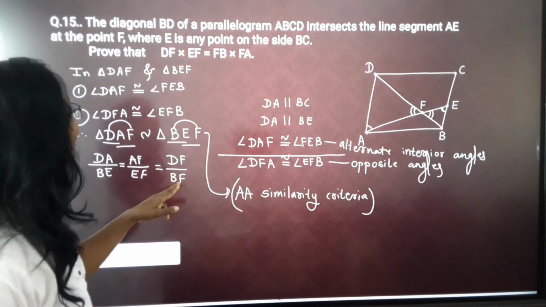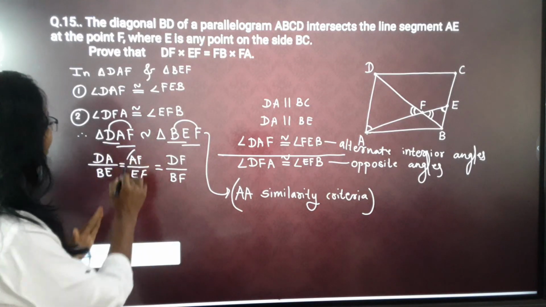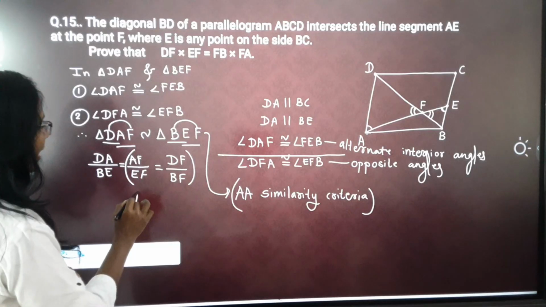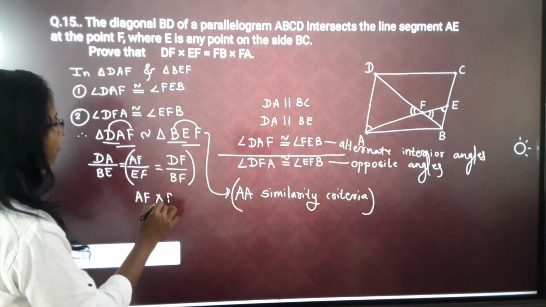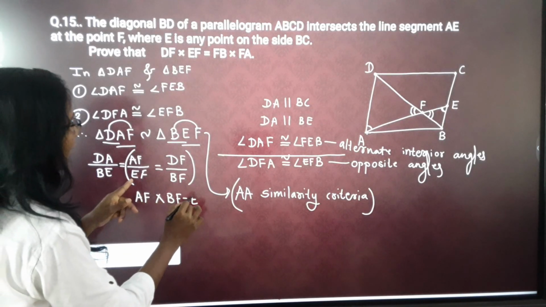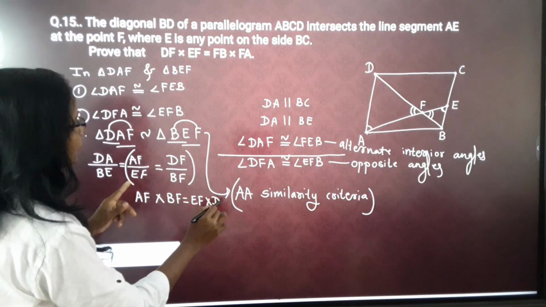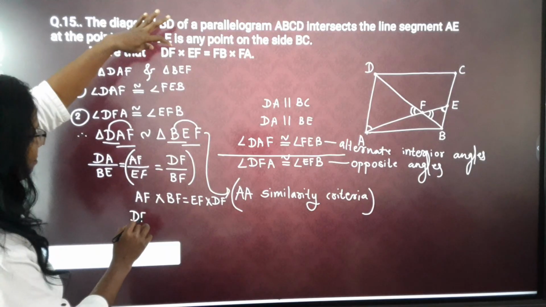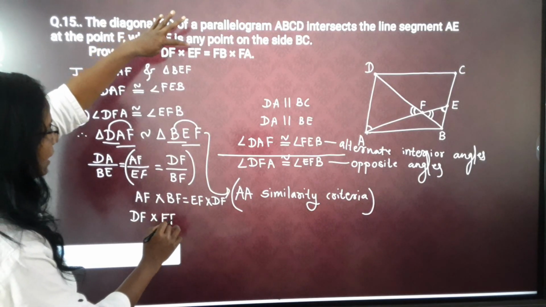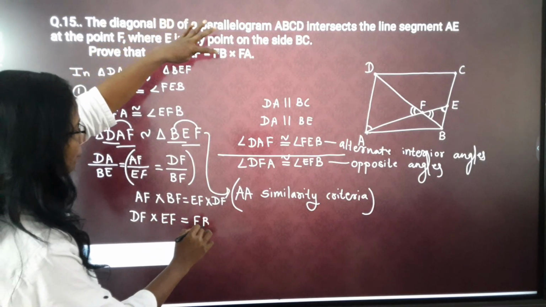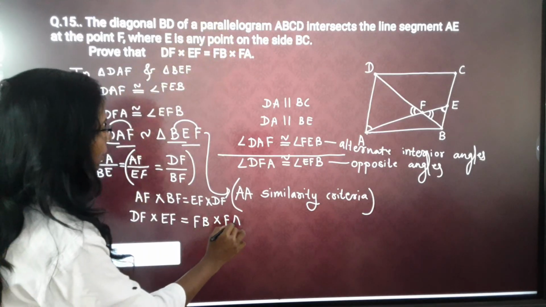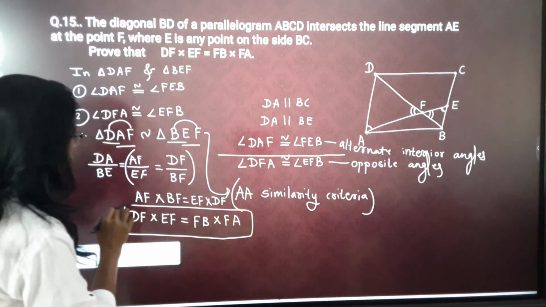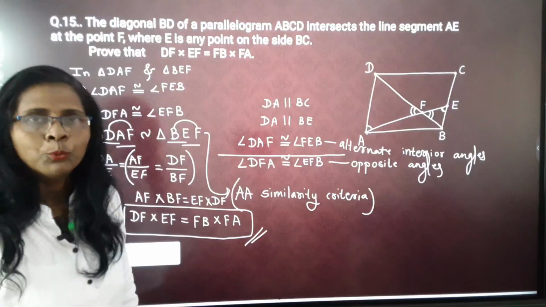Here FB and FA. Yes, these two ratios. So AF multiplied by BF is equal to AF multiplied by DF. That means we write here DF multiplied by AF is equal to FB multiplied by FA. This way, it is proved.